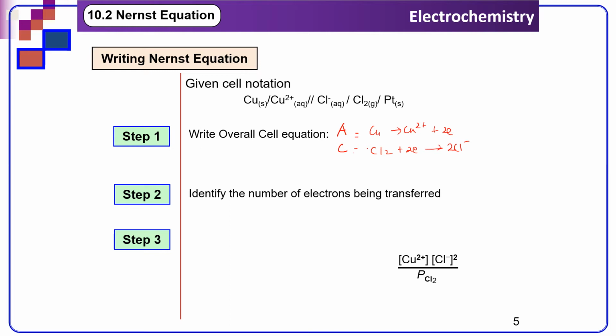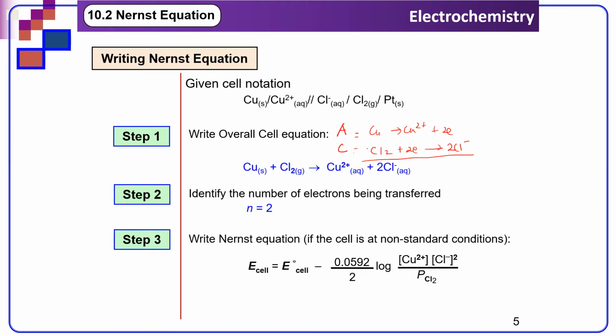Okay, jadi bila kita lihat di sini, finally kita akan dapat dia punya overall cell equation dia, iaitu copper plus Cl2 plus copper 2 plus 2Cl minus. Jadi, identify the number of electron being transferred. Okay, the number of electron being transferred adalah di sini, iaitu 2 elektron. So, kalau 2 elektron bermaksud N dia sama dengan 2.